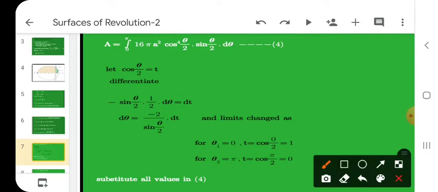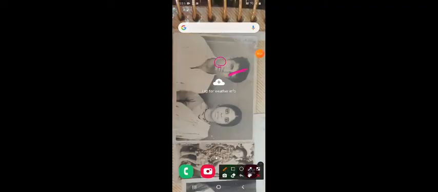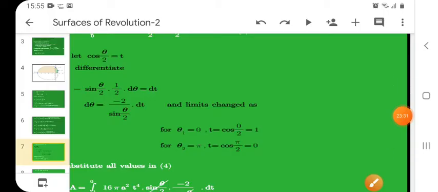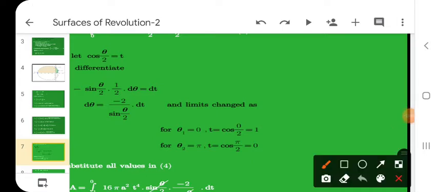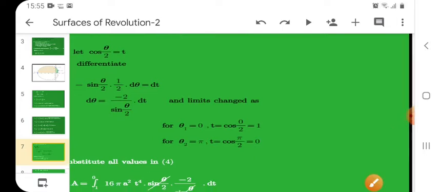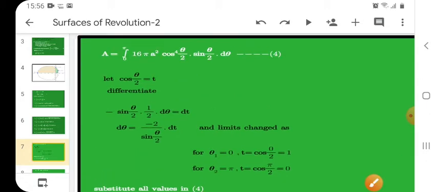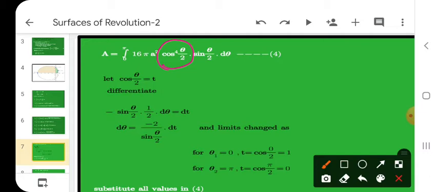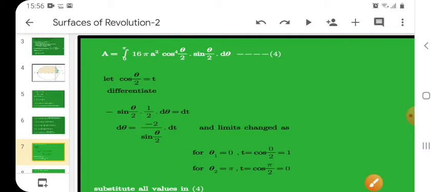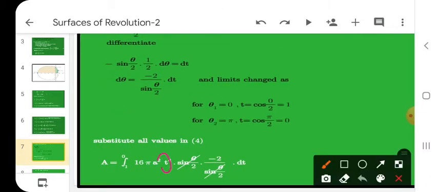Differentiate, what we get? d theta value is minus 2 by sin theta by 2 dt. And also the limits changed from 0 to pi to 1 comma 0. Okay, see here, integral 1 to 0, 16 pi a square is the constant. What we have here? Cos power 4 theta by 2. That means what is cos here? t. So I write t power 4.